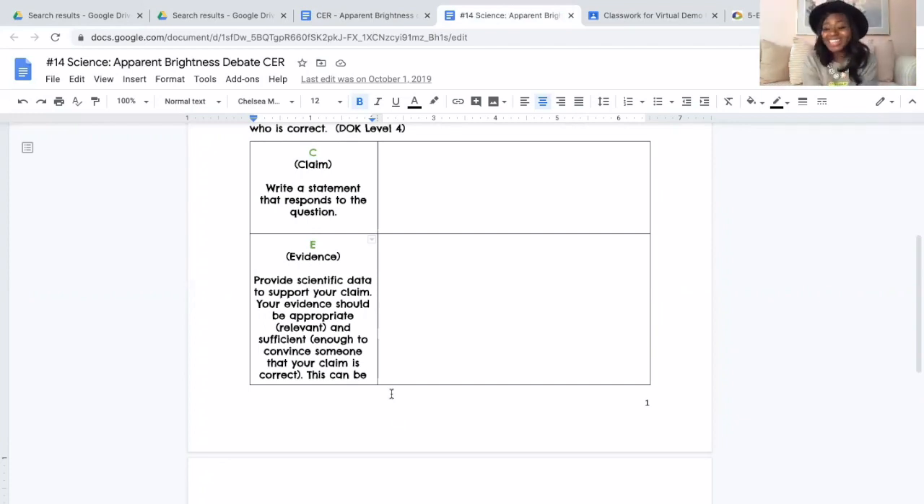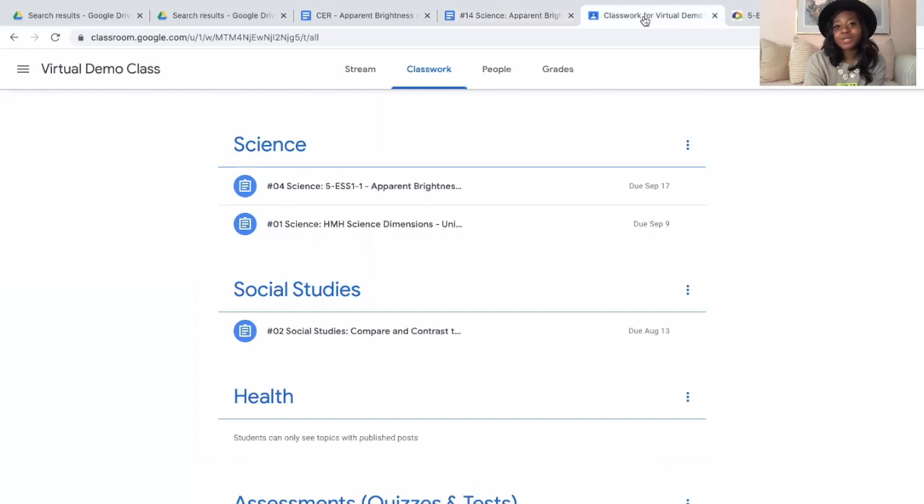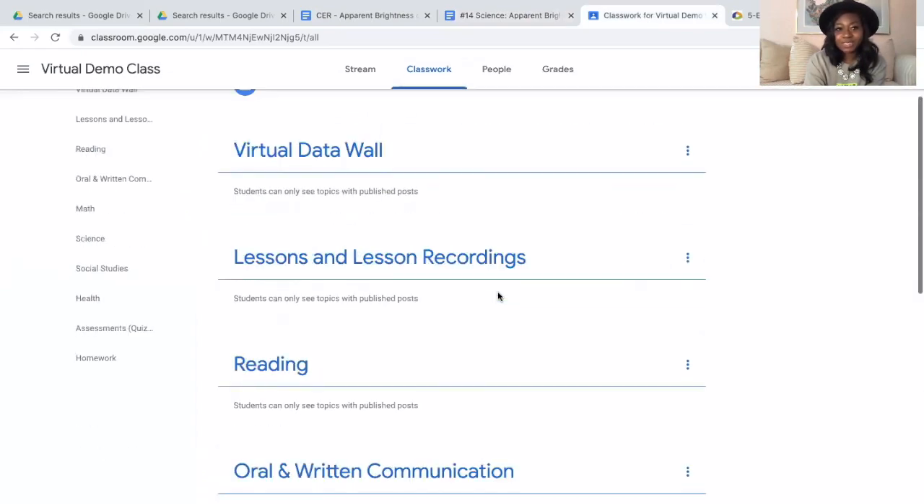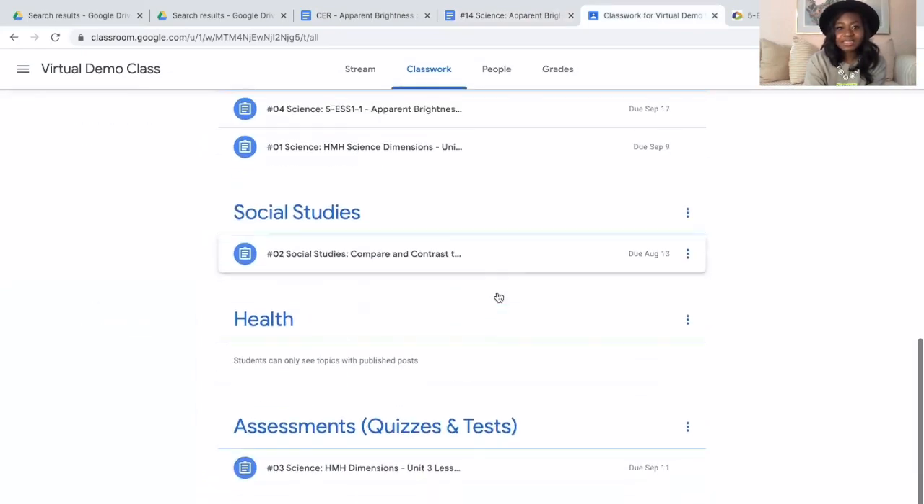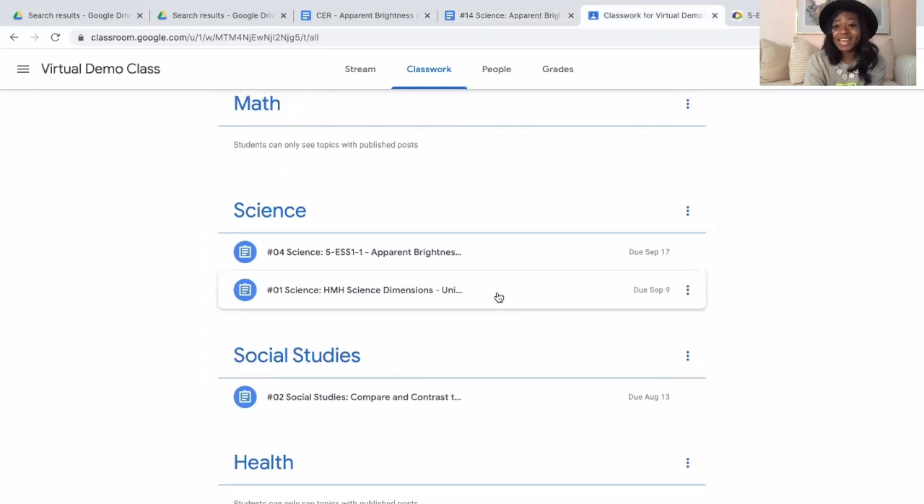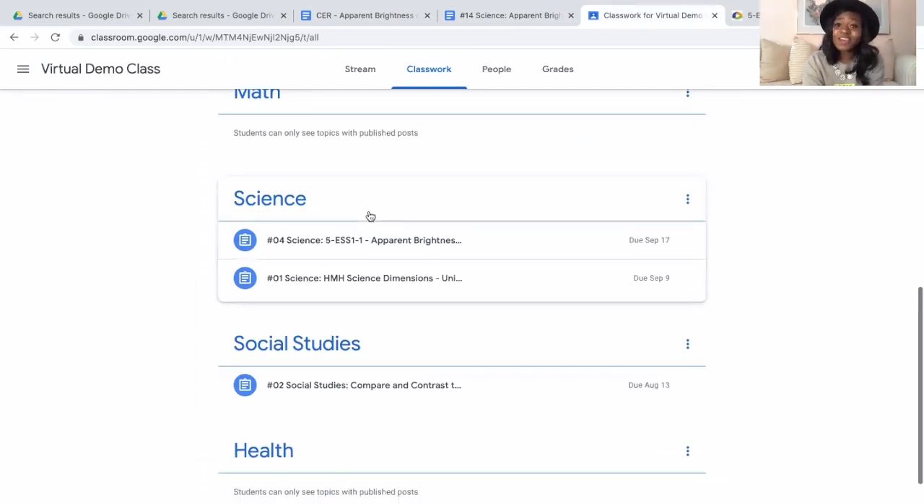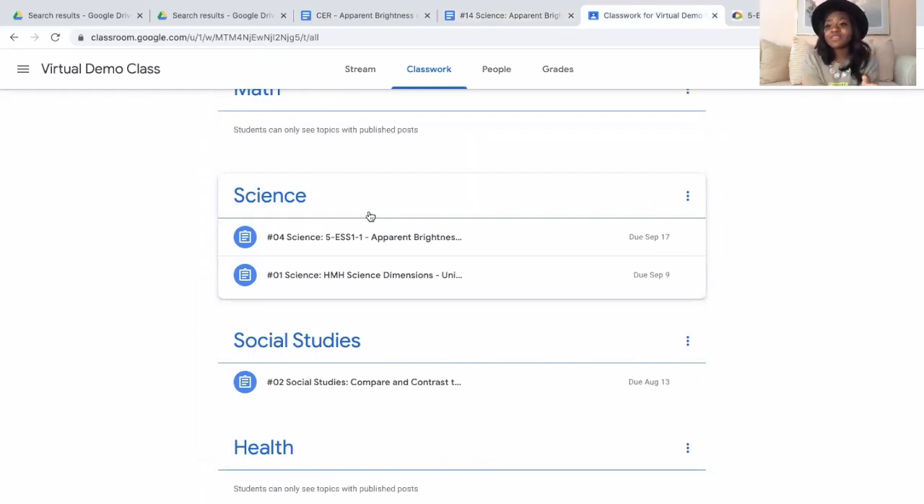So that being said, going back into how to create an assignment in Google Classroom. I'm going to go to my demo class, which I've been using. There's a numbering system that I use within my Google Classroom in order to make sure that students are able to easily identify and locate assignments. For more information, you can feel free to go to the video down below.